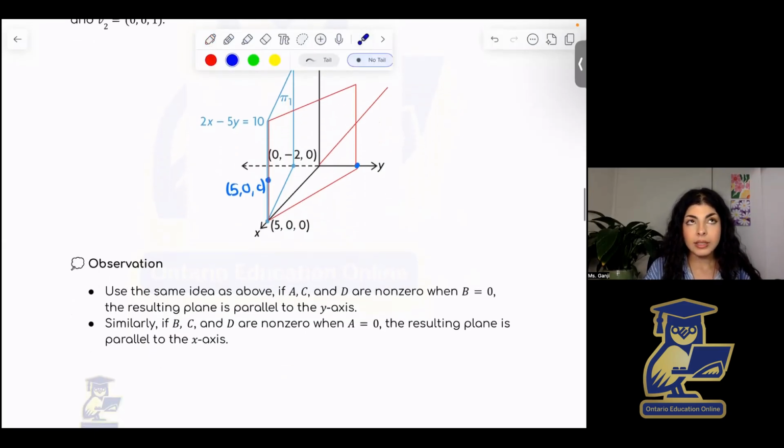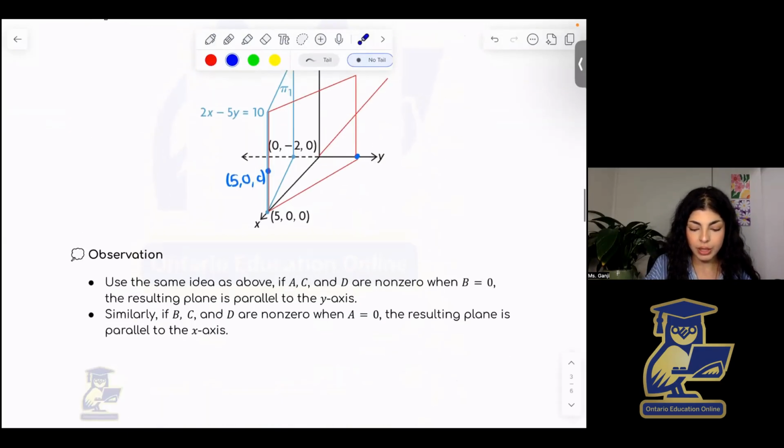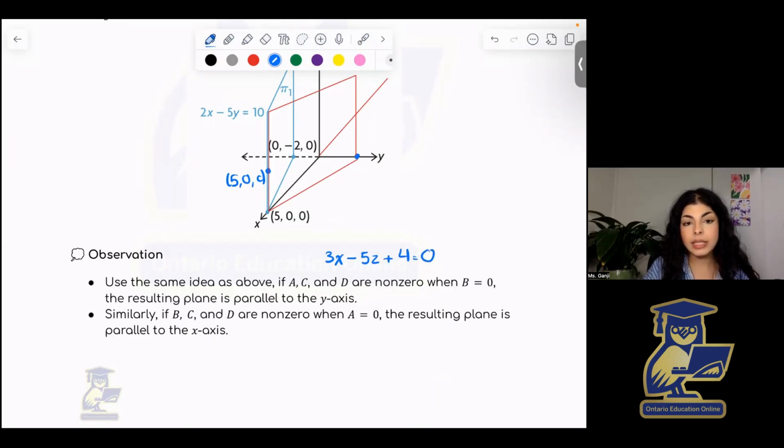So just an observation here. Using the same idea, if A, C, and D are non-zero, this would be the case, for example, when you have 3x minus 5z plus 4 is equal to 0. You see there's no y value here. So the resulting plane is parallel to the y-axis, and the value of y will not affect our plane.